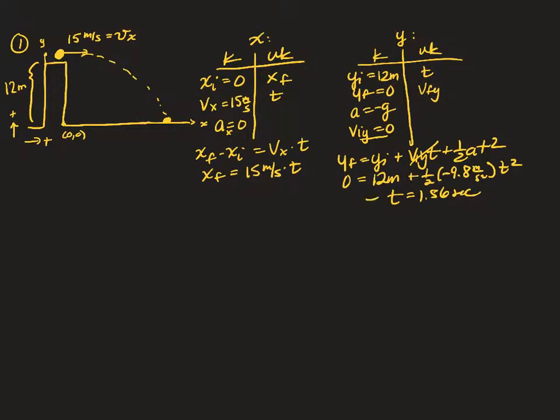Now I can take that, plug it in over here for time, and I get that x final is 15 meters per second times 1.56 seconds, which gives me 23.4. So I need to place my target 23.4 meters away. So that's part A. Part B then asks us to do something different.